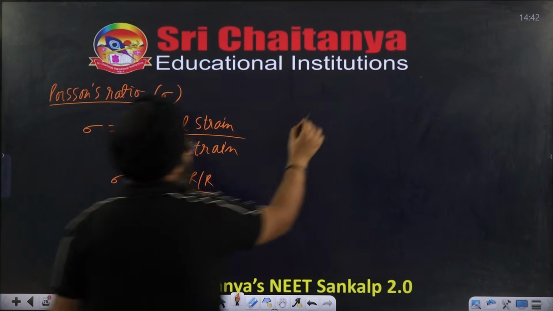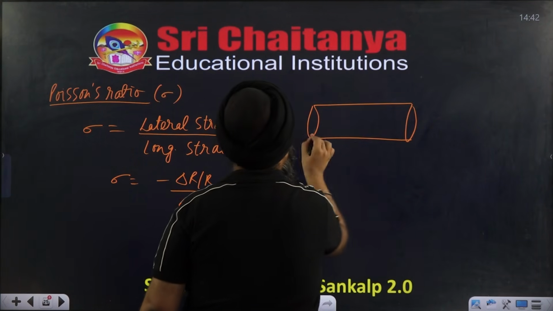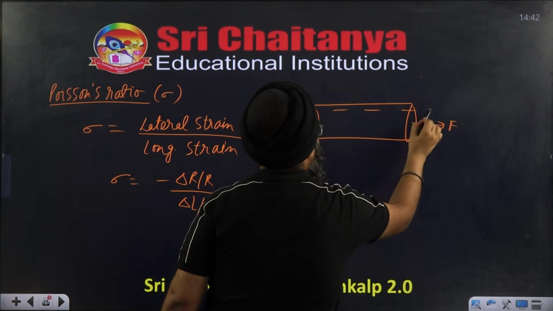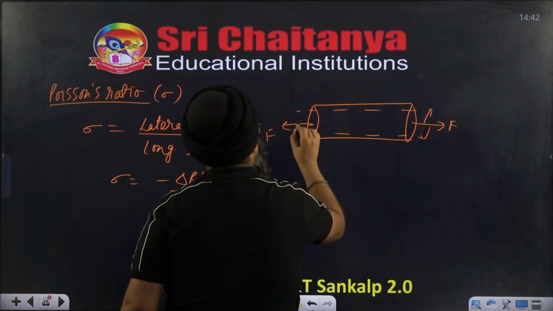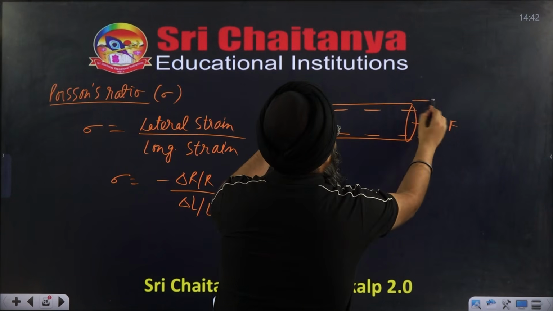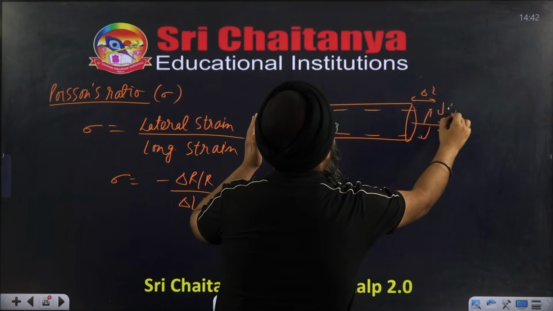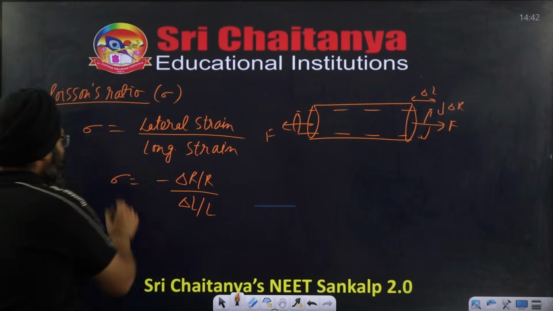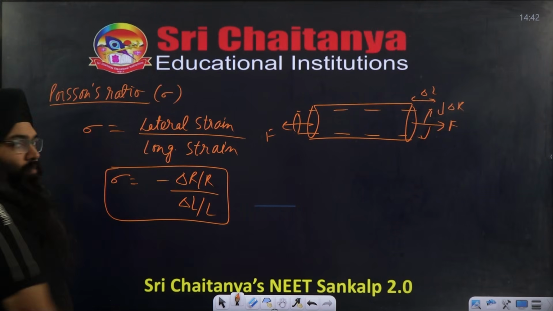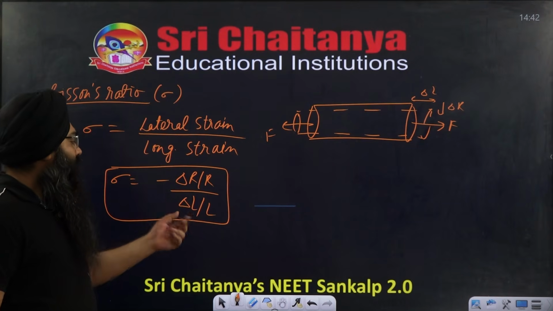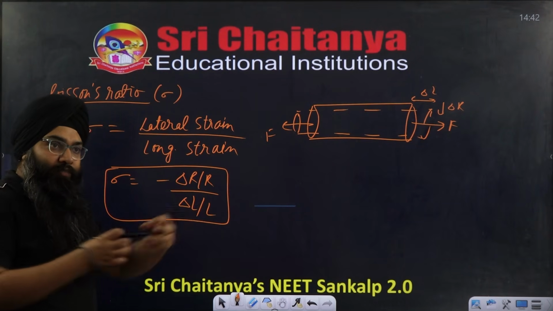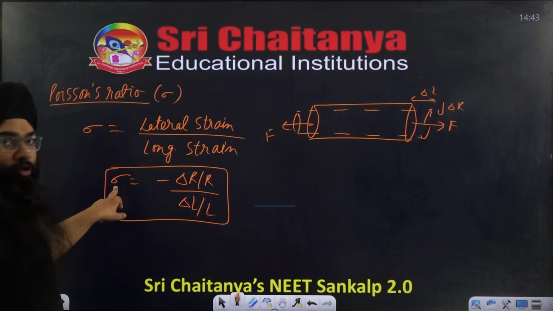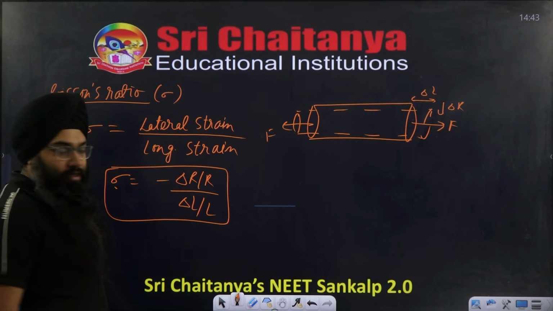Suppose this is a body and you apply a force on both sides. Because of that, the body gets deformed like this. The length of the body increases by delta L, but the radius decreases by delta R. So minus of delta R by R divided by delta L by L will be Poisson's ratio. Why does the minus come? If the length is increasing, obviously the radius will decrease. To keep sigma positive, I take a minus sign.